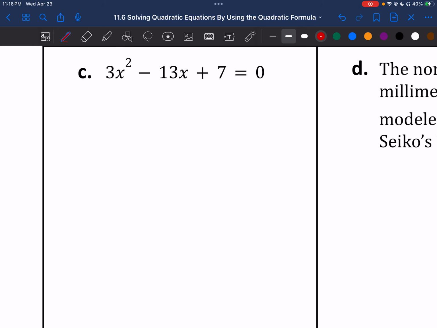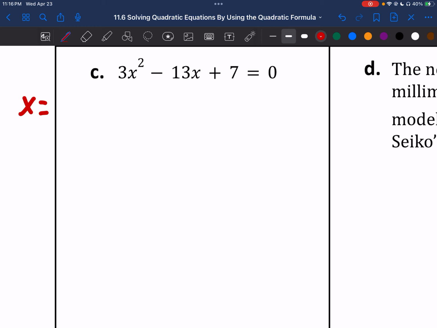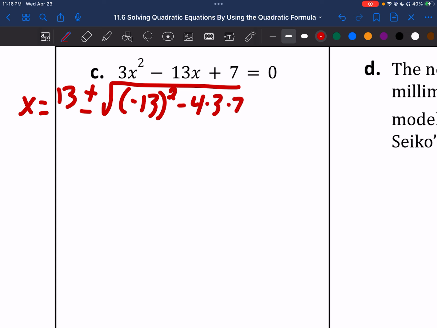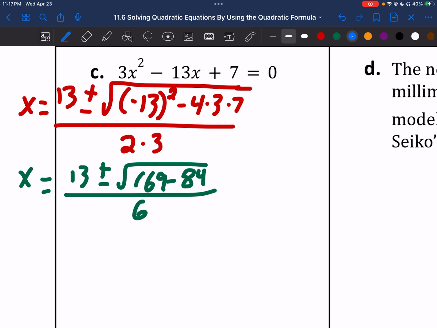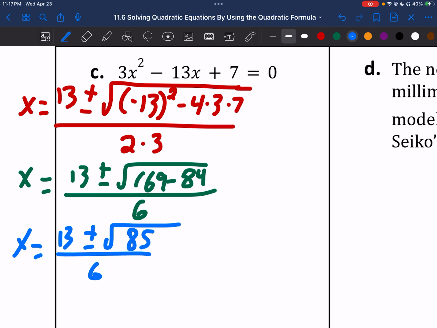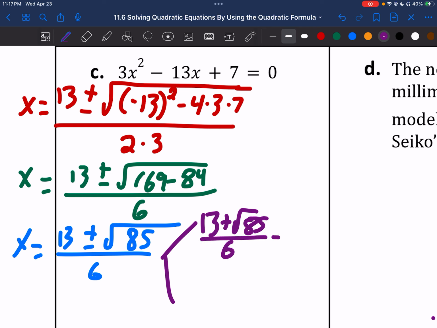Letter C, we start off. It's already in standard form, so we have x is equal to the opposite of b, so positive 13, plus or minus the square root, negative 13 squared, minus 4 times 3 times 7, and this is all over 2 times 3. We've got 13 plus or minus the square root of 169 minus 84 all over 6. 13 plus or minus the square root of 85 over 6. And now we split. We have 13 plus square root of 85 over 6. And when we do that, we are going to get 3.70 when we round. We're going to get 13 minus root 85 over 6. And when we do that one, we get 0.63.